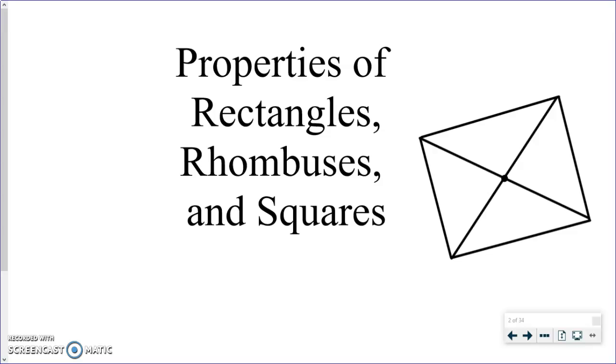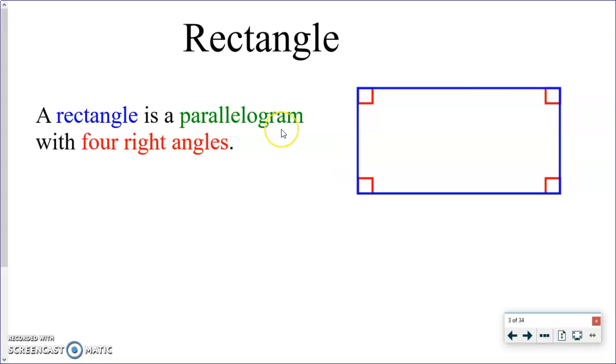So the properties of rectangles, rhombuses, and squares. Rectangles are quadrilaterals, they're parallelograms, and what makes them different from other parallelograms is all their angles are right angles. They're all 90 degrees. They still have all the properties that parallelograms have. Their opposite sides are parallel, their opposite sides are congruent, their opposite angles are congruent, their diagonals bisect each other, all of those same properties, but they have some extra ones that make them a rectangle.